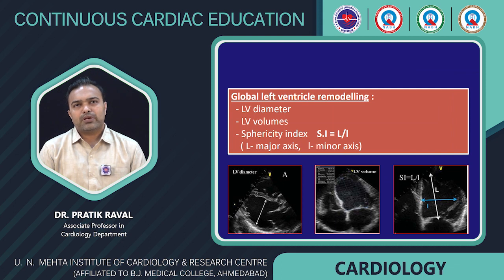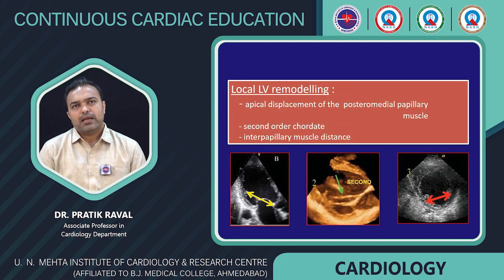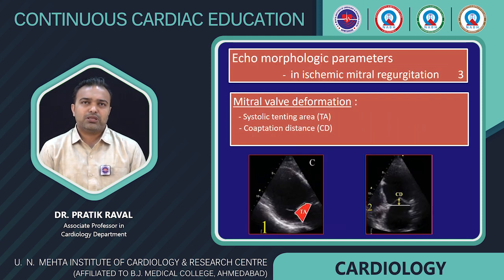So with global LV remodeling, there occurs LV dilatation, increase in the LV diameter and volumes. The LV sphericity index also increases, and with local LV remodeling, which is seen in the setting of ischemia, there is apical displacement of the posteromedial papillary muscle and second order chorda tendineae. There is also increase in interpapillary muscle distance. So both these global and local LV remodeling causes mitral valve deformation and interferes with the mitral valve closure.